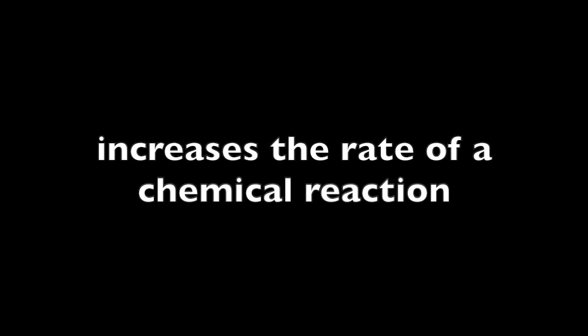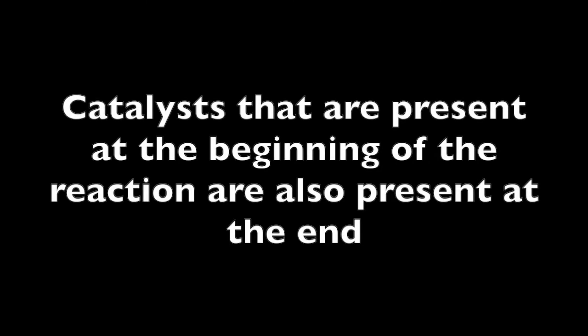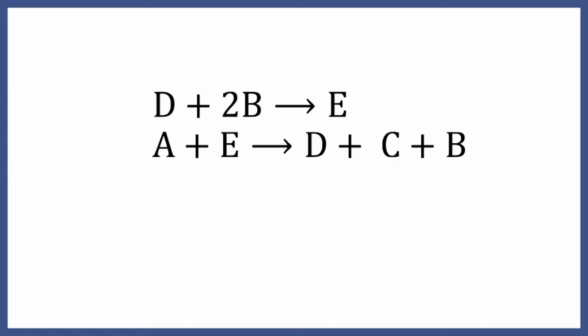A catalyst is a substance that increases the rate of a chemical reaction without itself undergoing any permanent chemical change. A catalyst provides an alternative, lower energy path through which a reaction can occur. Because catalysts don't undergo any permanent change, catalysts that are present at the beginning of the reaction are also present at the end. We can see this in this example, where D reacts with 2B to produce E.